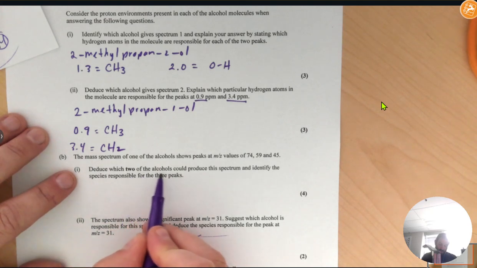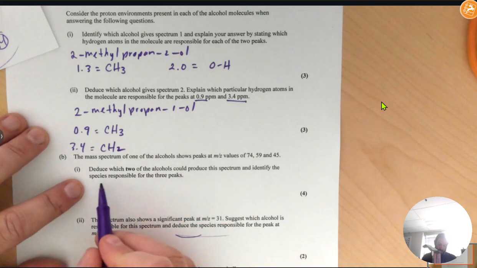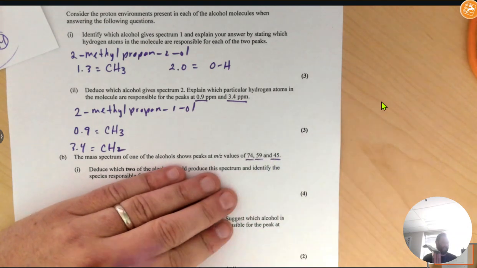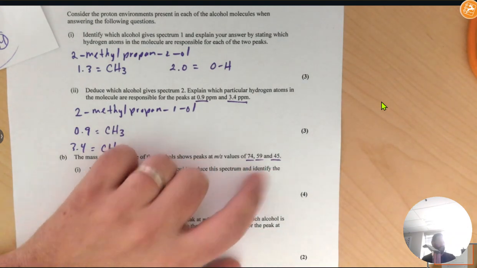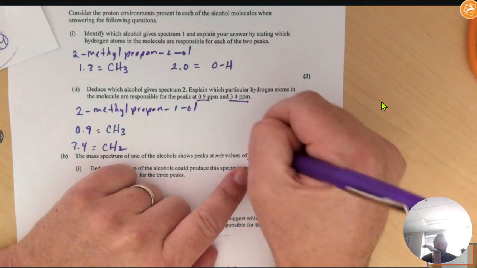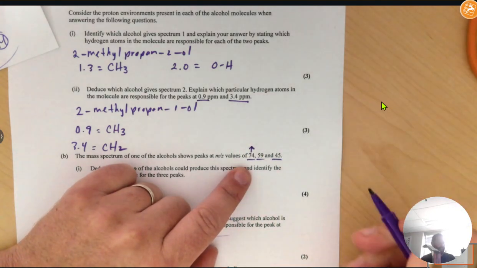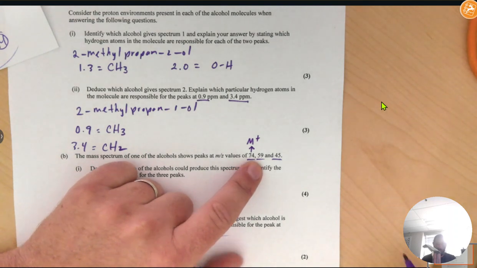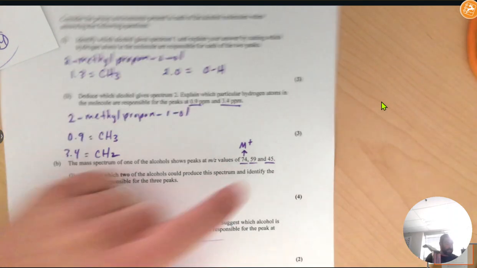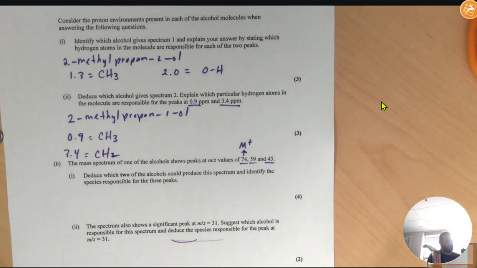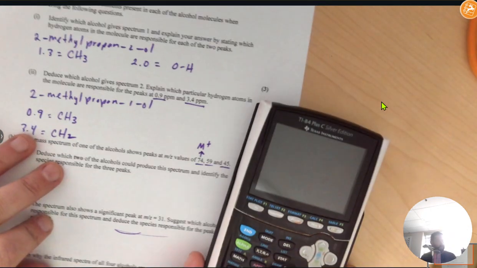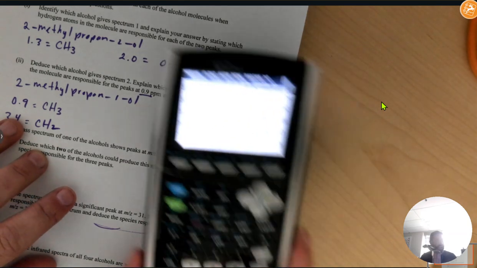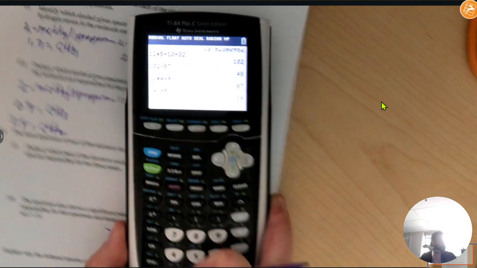Deduce which 2 of the alcohols could produce a spectrum and identify the species responsible for the 3 peaks. So we're told there's 3 peaks in the mass spec, 74, 59, and 45. All 4 of the alcohols will have the 74 because that is the molecular ion peak. Now, if I look at table 28, I don't see a mass to charge ratio of 59, but if I take that 74 and subtract away that 59, ooh, 15.